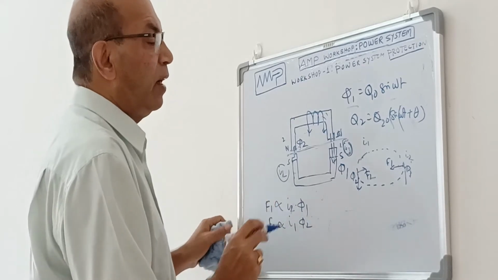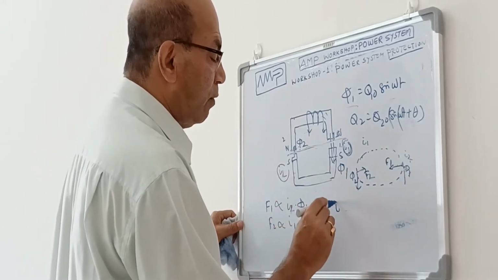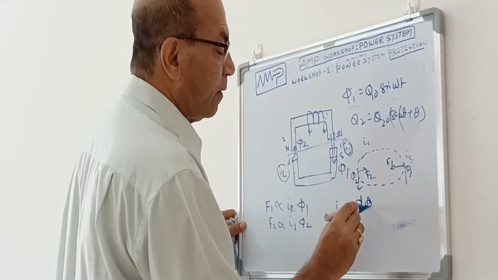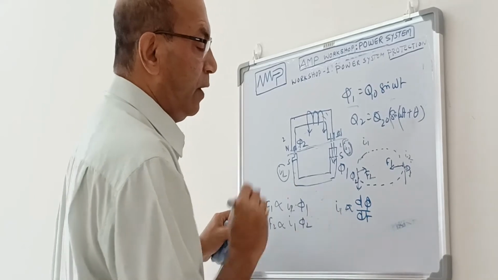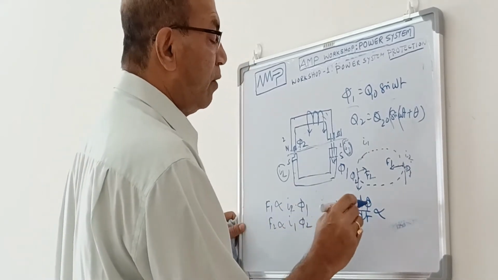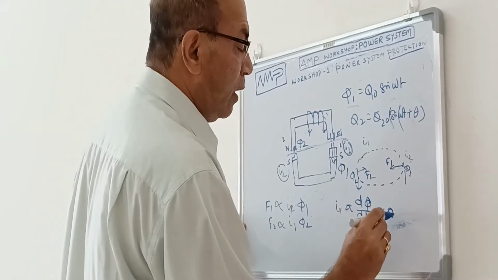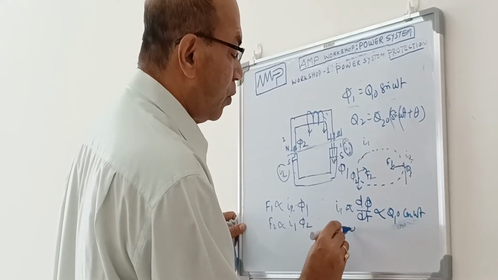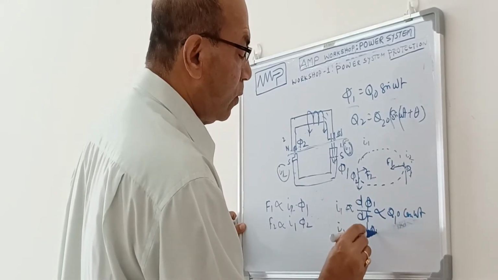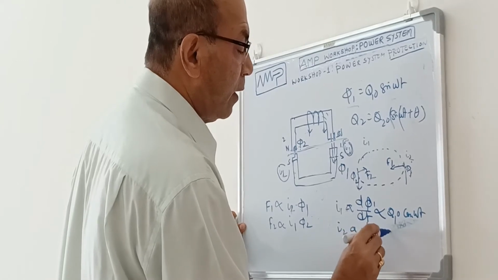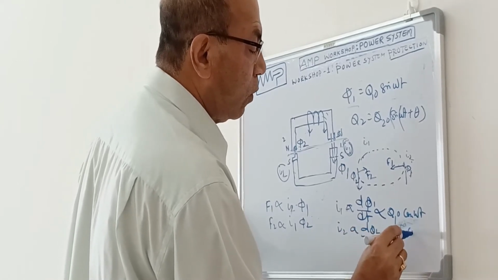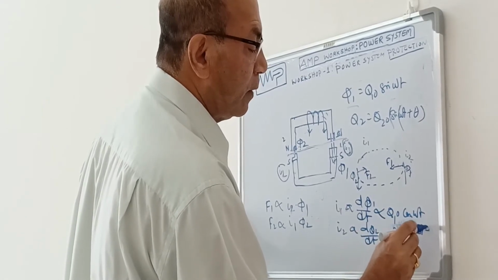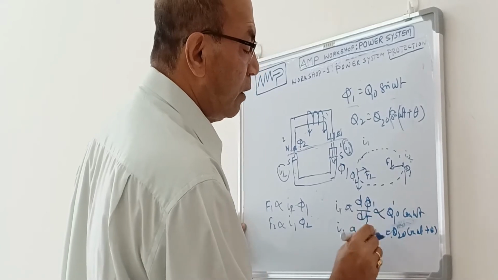Now we can calculate I1 and I2. I1 is proportional to d phi by dt, right? That is proportional to phi, so d phi1 by dt will be phi10 into cos of omega t. Similarly, I2 is proportional to d phi2 by dt, which is phi20 into cos of omega t plus theta, with another constant here. Suppose this dash is due to that constant.